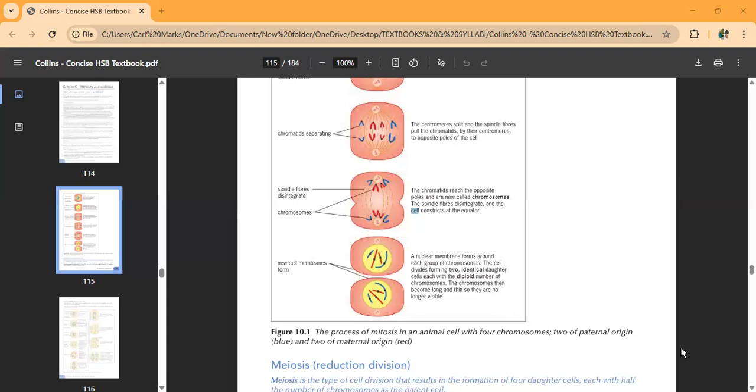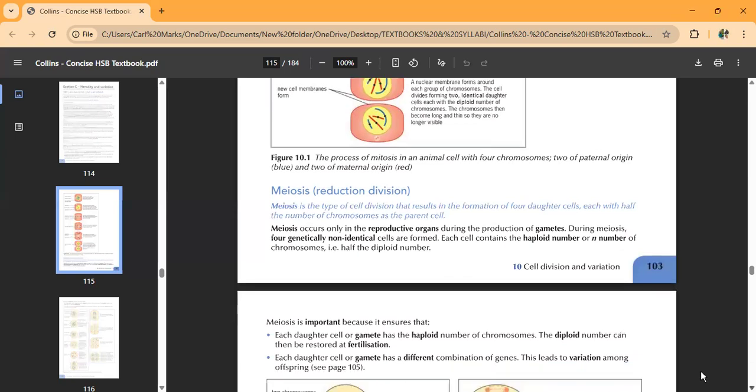Cell division. Now we're going to go into the second type of cell division. And this one is called meiosis or reduction division. So we're going to look at our definition first of all. Good. Definition is here, looking right there.